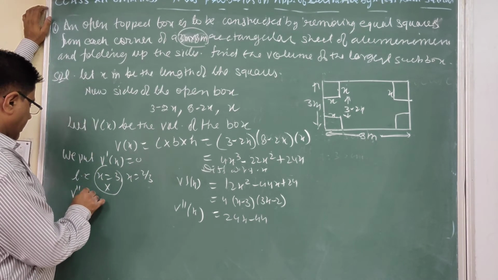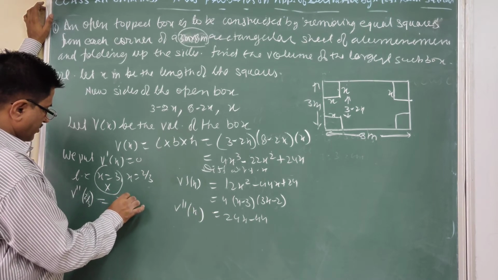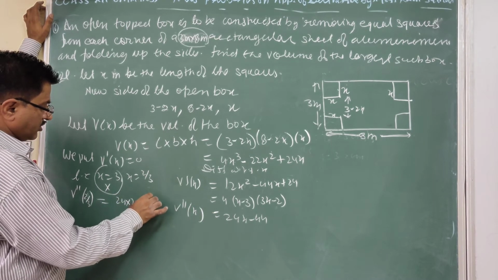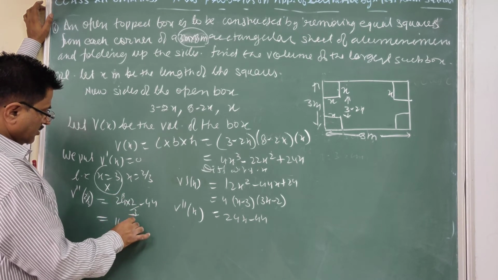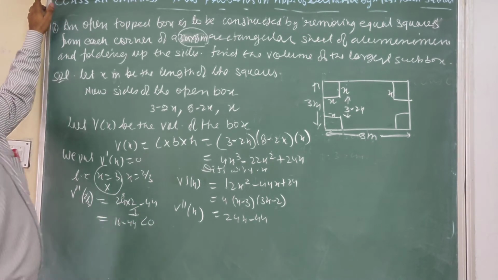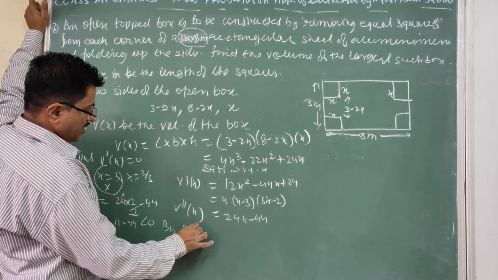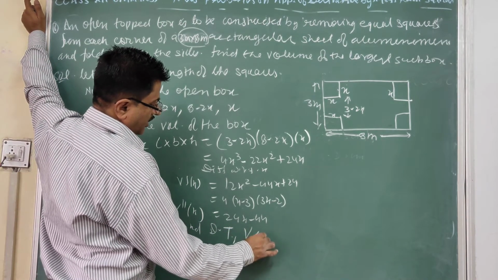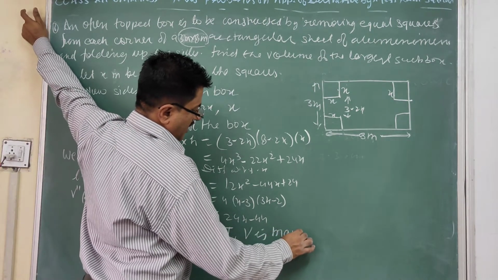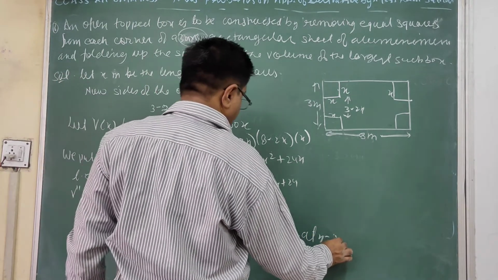So the second derivative at this point is 24 into 2 by 3 minus 44. So this is 16 minus 44, which is less than 0. So by the second derivative test, V is maximum at x equal to 2 by 3.